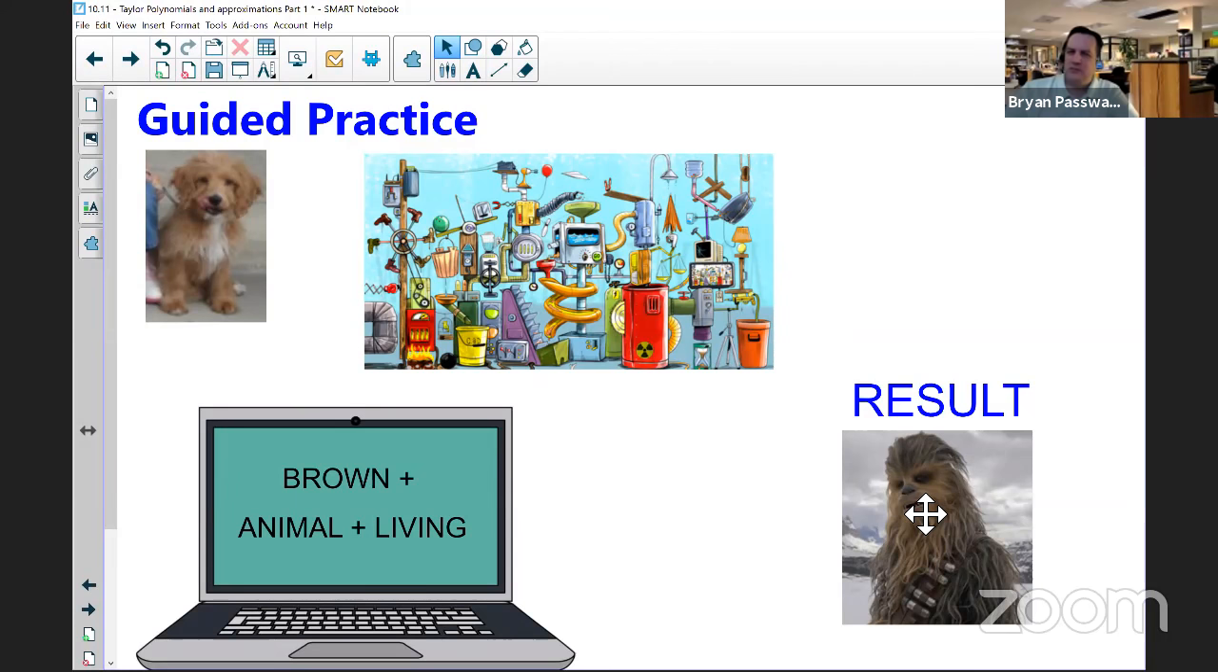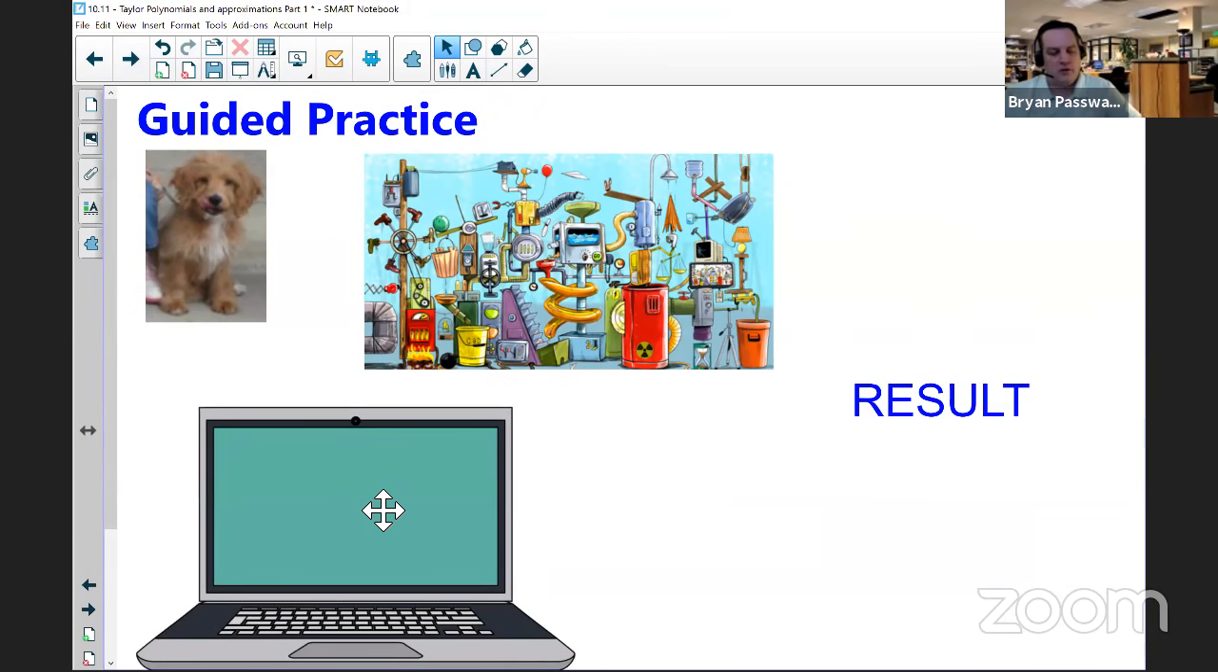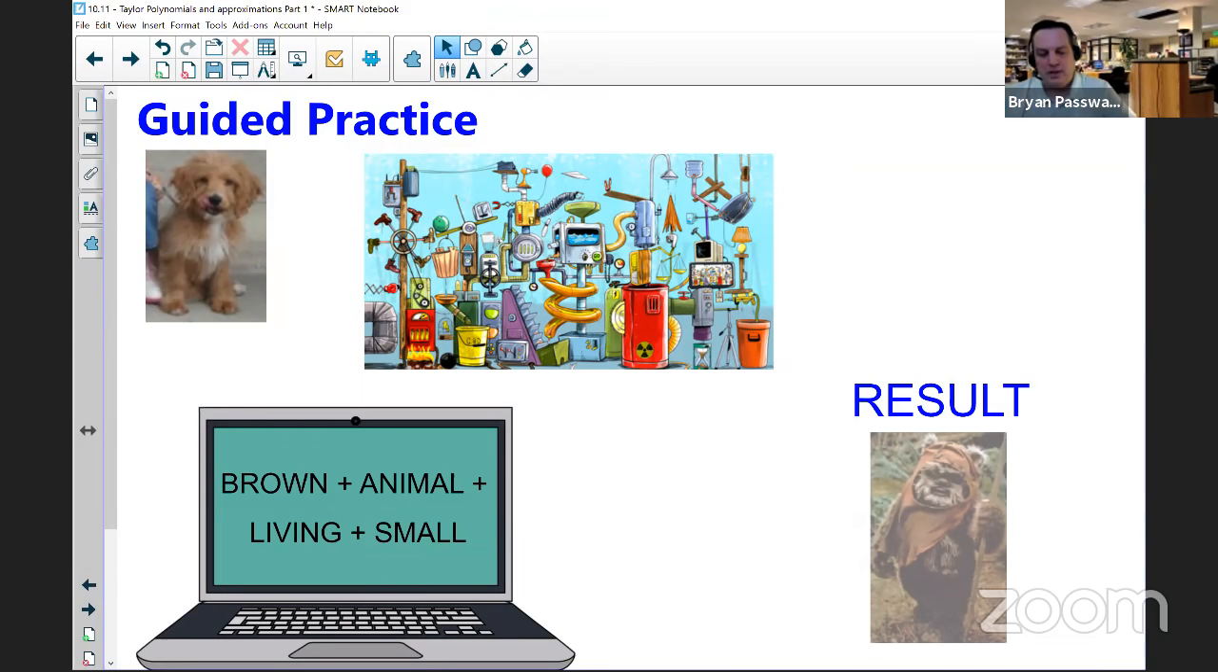Each time I give it a little bit more information, it starts to look slowly more and more like my dog, I hope. Chewbacca's way too big. He's like 7.5 feet tall or 8 feet tall. And I already know I'm going to get a bunch of tweets and Facebook messages and emails and texts telling me exactly how tall Chewbacca is. I don't know exactly how tall he is, but I know he's pretty tall in the movies. So I don't want him to be that tall. So let's go back and tell our computer, look, it's brown, it's an animal, it's living, but small. It's not nearly as big as Chewbacca. And let's see what our machine comes up with now.